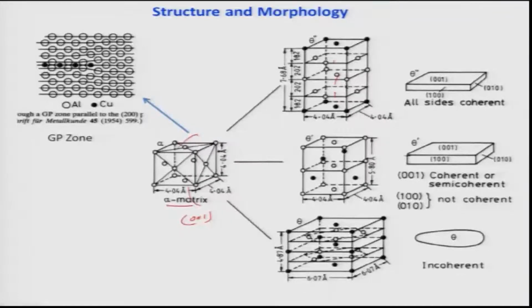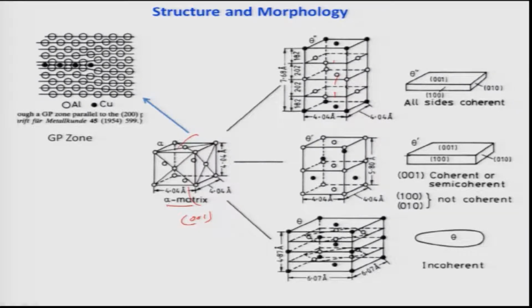All the planes, 001, 100 and 010, remain coherent. That is why they actually dissipate. Now, once this theta double prime transforms to theta prime, again the C axis changes, the A axis does not change. Remember, A and B actually remain 4.04 Angstrom, and C becomes 5.8 Angstrom.